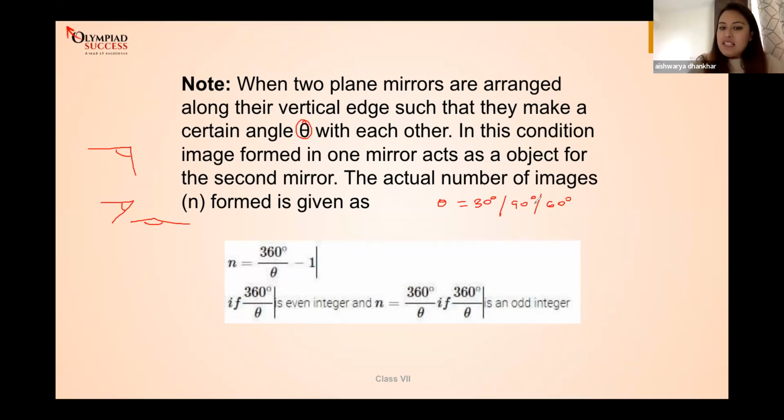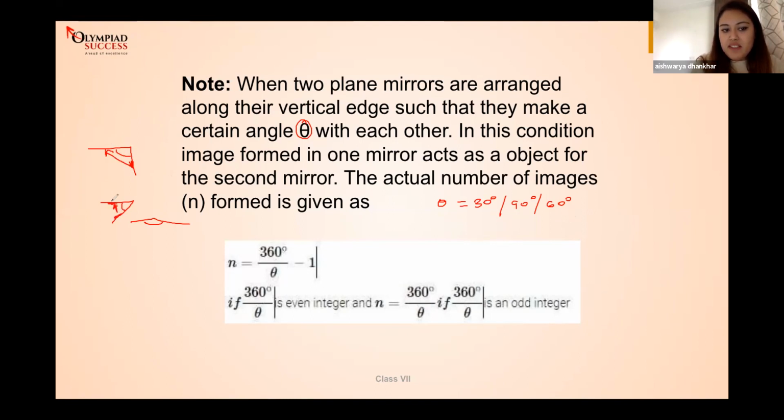Okay. In this condition, what will happen? One mirror will act as an object for the second mirror. Why? Because whatever light is falling here will act as an object, and this object will form an image here, right? Yes or no? Or let's say here, this mirror is acting as an object for this mirror.